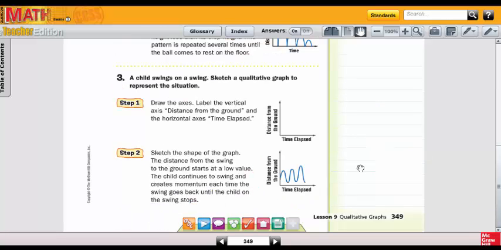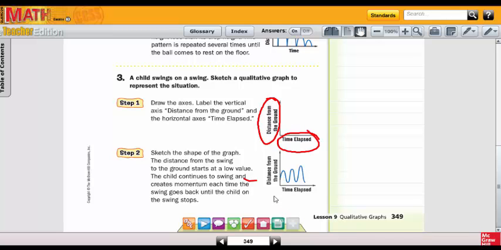All right, let's take a look at problem number 3. In this case, we have a child swinging on a swing. Sketch a qualitative graph to represent the situation. Now, as you can see, first of all, you have to put distance from the ground here and time here. Time on the x-axis, distance from the ground. Notice it's from the ground, not total distance traveled or anything like that, which you could conceivably graph as well. We're going to do it distance from the ground in this case.